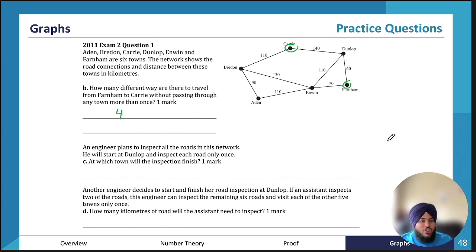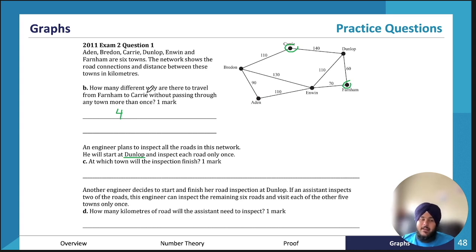Okay. An engineer plans to inspect all the roads in this network. He will start at Dunlop and inspect each road only once. At which town will the inspection finish? Okay, so start at Dunlop and inspect each road only once. So he's visiting every single edge exactly once. And we're trying to work out at which town this inspection will finish.